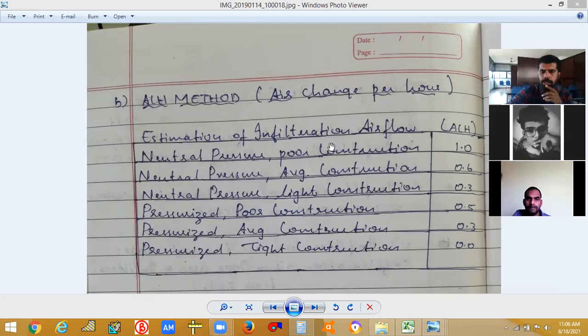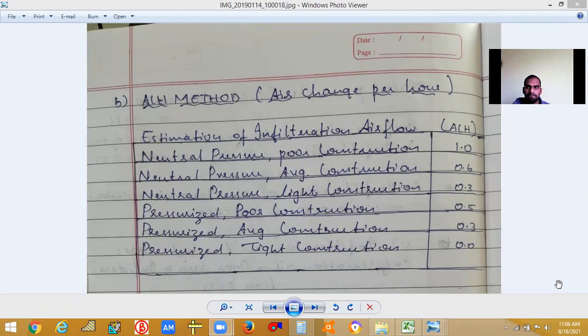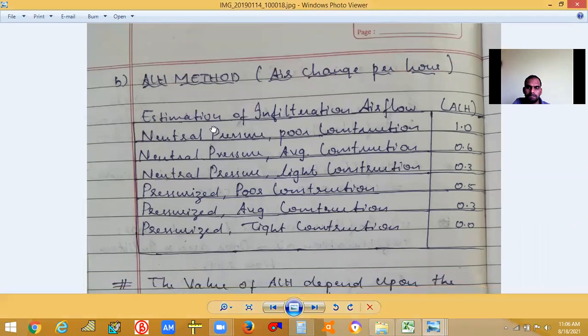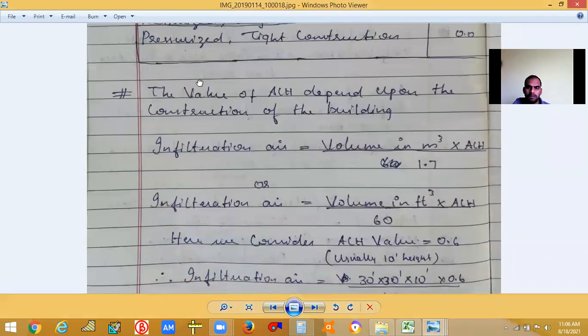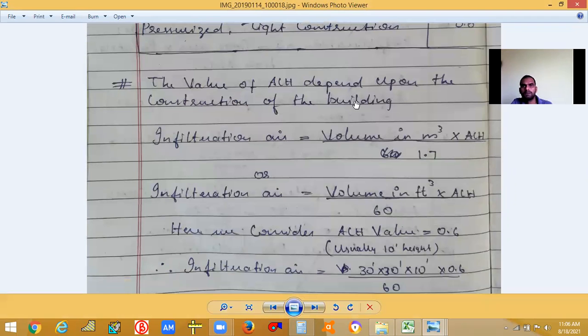So I believe everyone has completed this. Yeah. So next is the ACH method, right? In the ACH method, the value of the ACH depends upon the construction of the building, that I have already said. So we will be using the same formula for ventilation. We have seen the formula: volume in meter cube times ACH by 1.7, or volume in feet cube times ACH by 60. We'll be using the same formula here also. The formula won't be changed. So infiltration air by the ACH method, this is the formula.